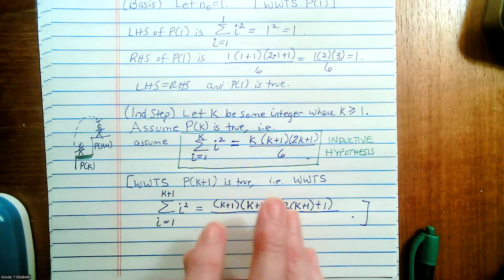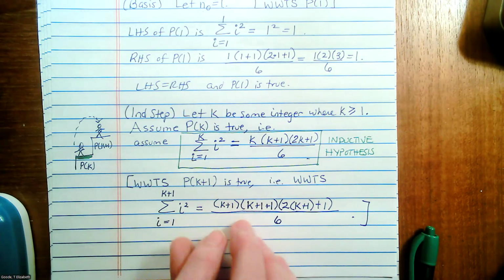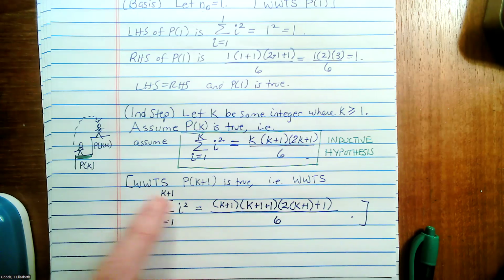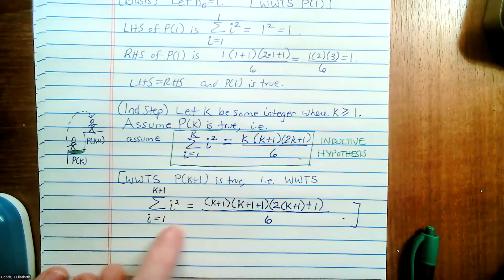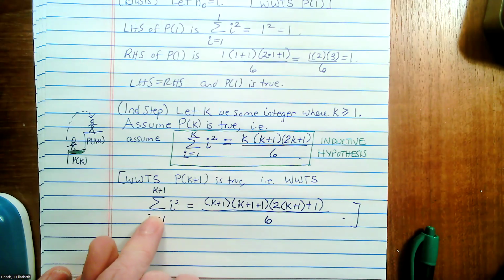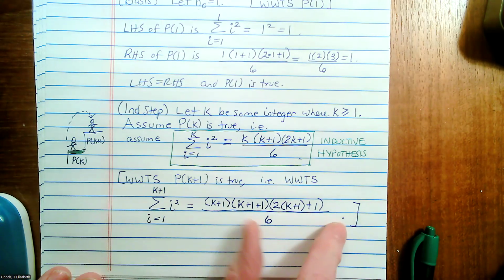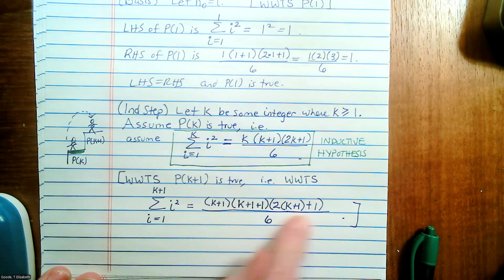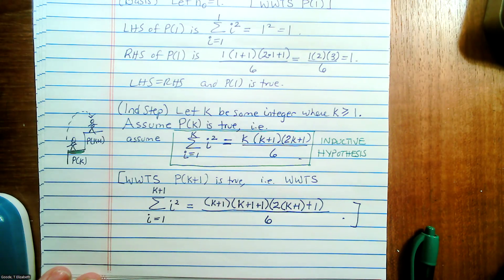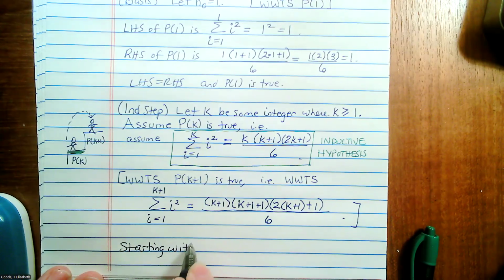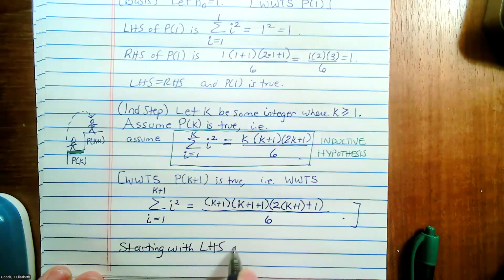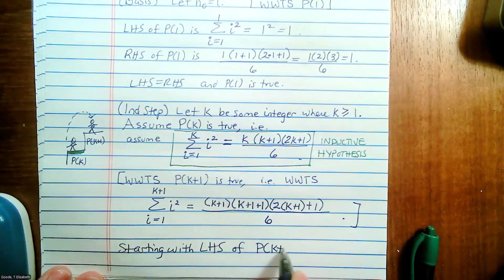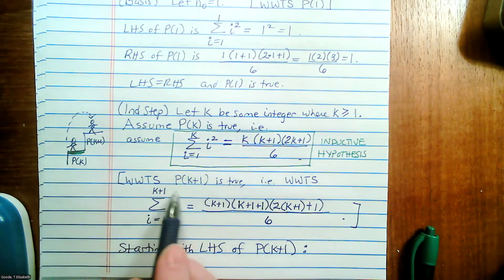Okay. But we can just leave it like that for the moment because this is one of those problems where we're going to work on this side for a while. And then we're going to be like, whew, as far as I feel like I can go. Then we're going to work on this side for a while and we'll meet in the middle. Does that sound like a plan? That's good. All right. So starting with the left-hand side of P of K plus 1, we're just going to see how far we can get with that.